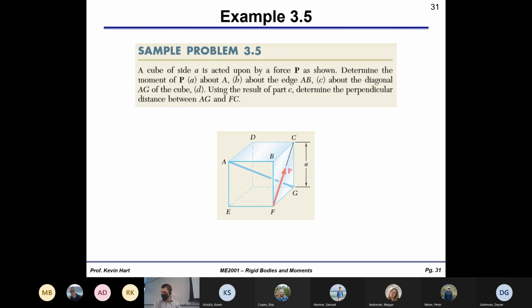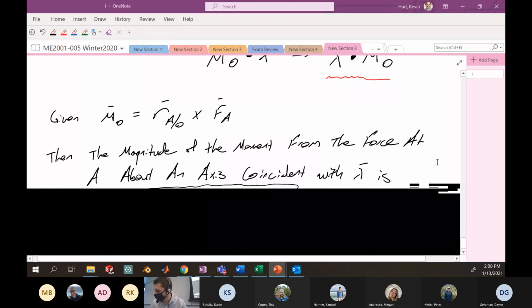So here we have this sort of cube structure, cubic with each side length being equal to a. And we have a force acting on one face of that cube between F and C. We want to determine the moment of P about A. We want to determine the contribution of that particular moment about the edge AB. We want to determine the contribution about the diagonal AG, and use some of that information to determine the perpendicular distance between FC and AG. So I'm going to bring this actually into the writing pad, and you can keep copying down if you need.